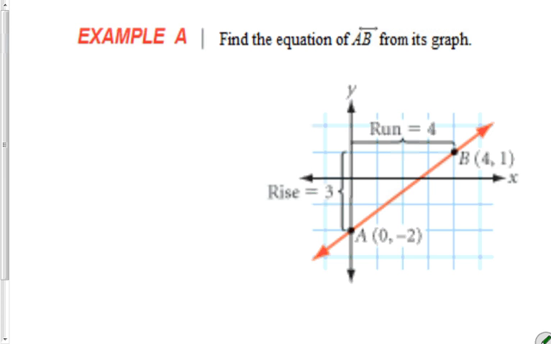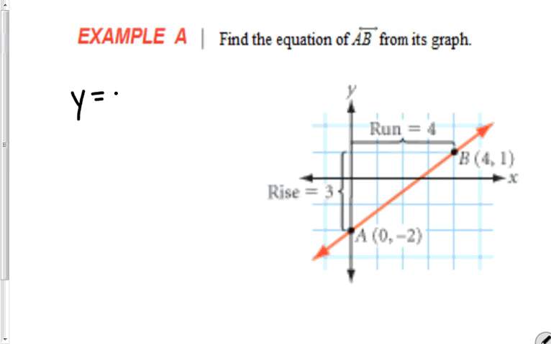So now we look at our first example. We're given a graph, and we're given some information. We can see that point A is the point (0, -2). Point B is the point (4, 1). We have a rise of 3 and a run of 4. And we are being asked to find the equation of line AB based on this information. Well, this should be a fairly easy problem to do.